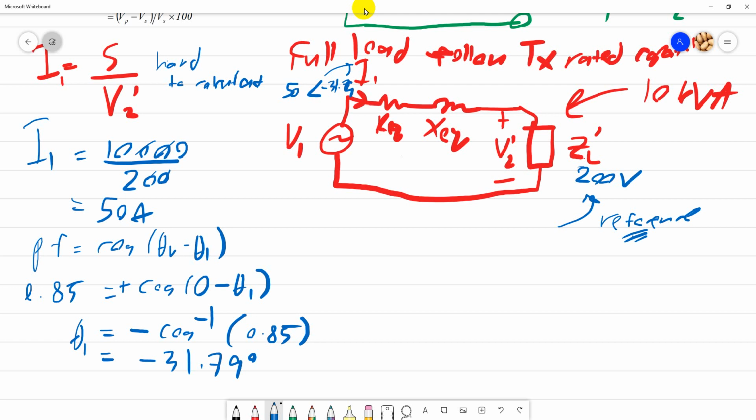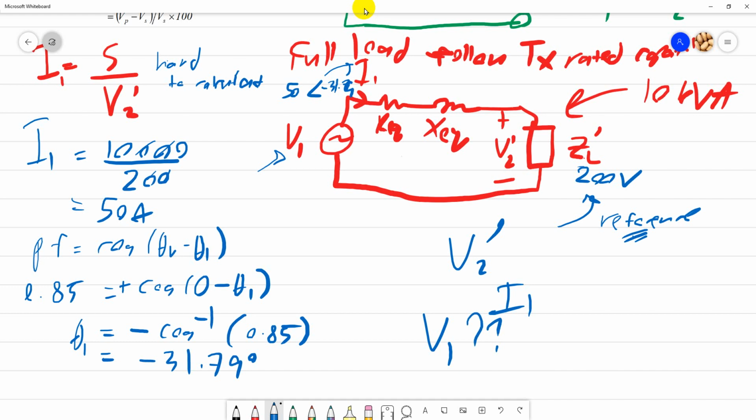So you already know the V2 bar, and you already know the I1. So what to do next is you have to find V1. V1 here, you don't know this. What is V1 right now? Because you already assume that this voltage is 200, you don't know what the voltage is here. The output, the V2 bar, is 200. So V1 is unknown.